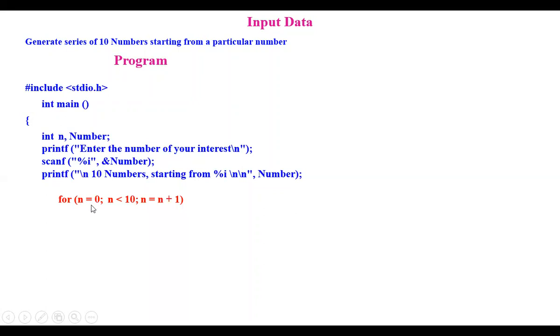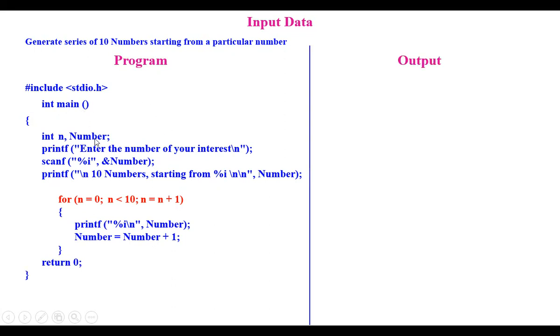Now the for loop is used here, initialized with n equal to 0. Please observe, this continues till n is less than 10, with n incrementing. Print the number, and the number is incremented by 1 here. So the program is over, and let's compile this and execute.